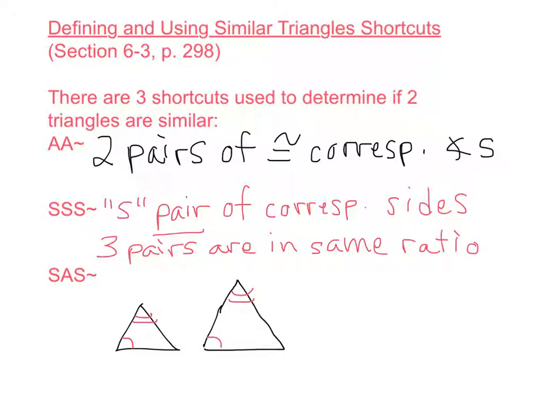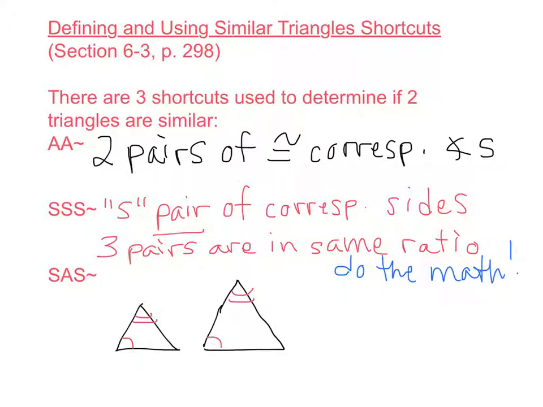Okay, so if the three pairs are in the same ratio, and we need to actually do the math and actually determine that, so I'm going to remind you of that, do the math for those ratios. We'll talk about that a little bit more in the next video. But if those three pairs are in the same ratio, then we can assume that even if we don't know anything about the angles, that the two triangles are going to be similar overall. Okay?